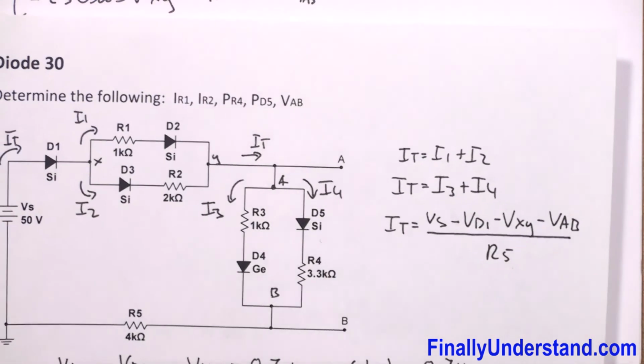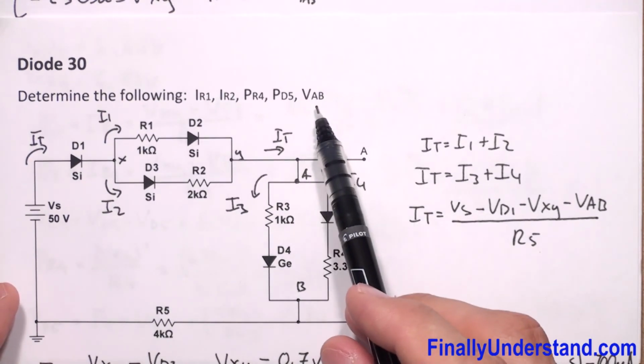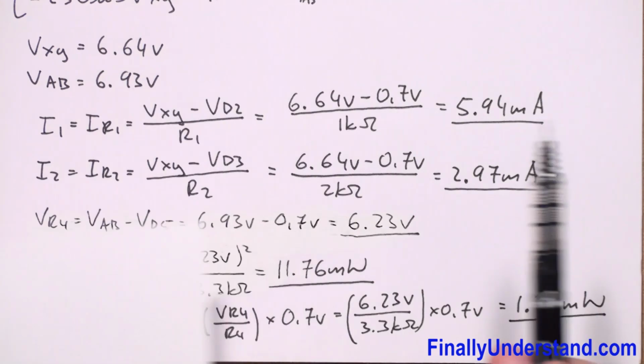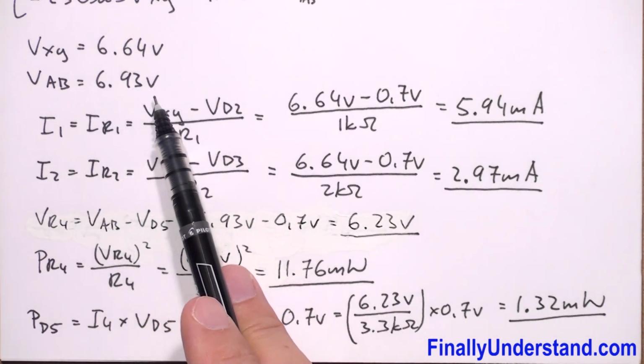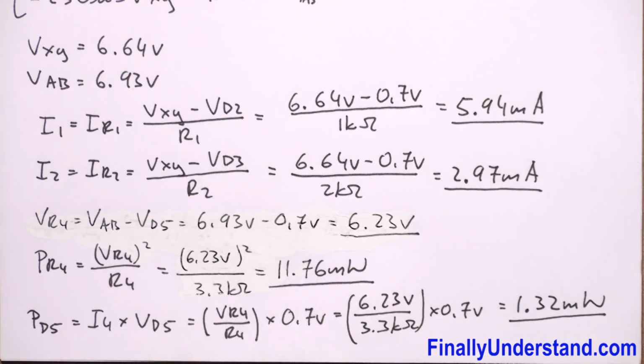Next, the problem is asking me for voltage VAB, but please notice that we found voltage VAB. VAB is equal 6.93 volts. So now we can say that the problem is solved.